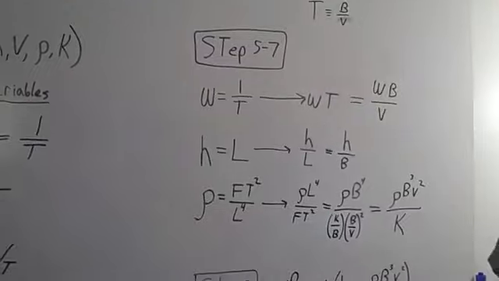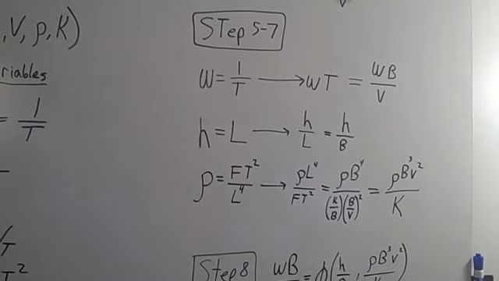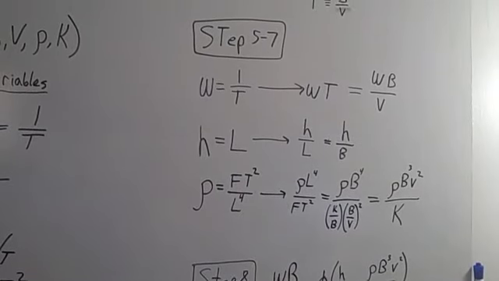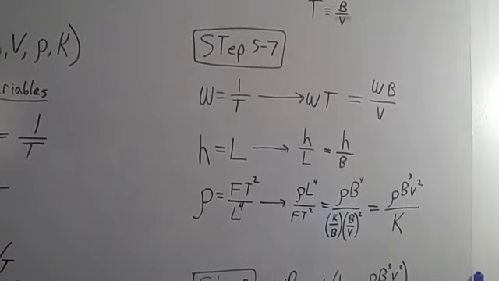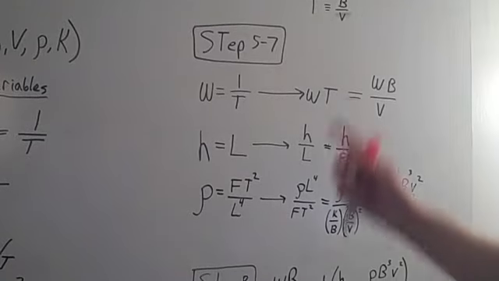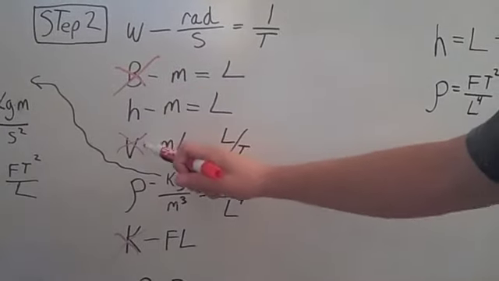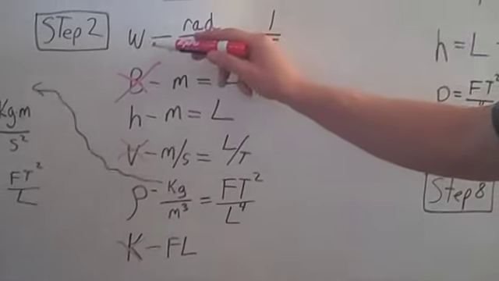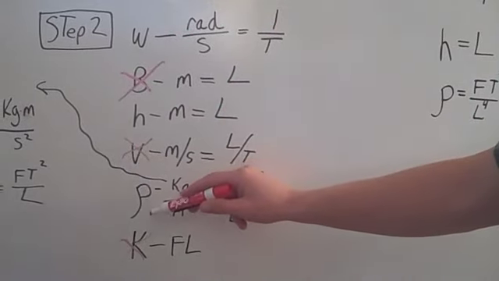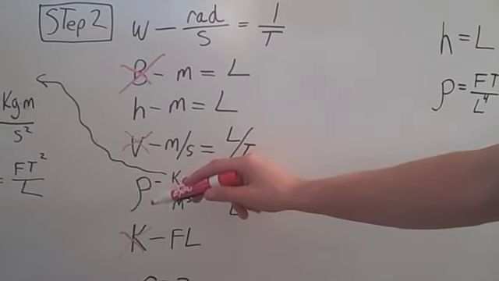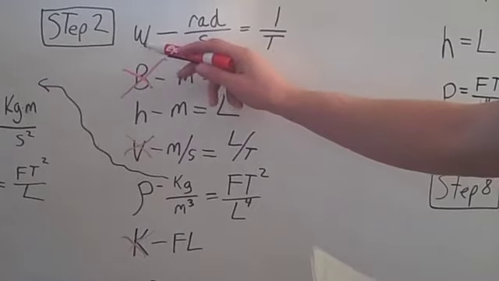Step 5 through 7. For the remaining 3 variables that were not used to define normalizing scales in Step 4, use those normalizing scales to create dimensionless pi groups. So here, we go back to Step 2. We have already used b, v, and k. So the remaining omega, h, and rho are the 3 that are going to become our dimensionless pi groups. So we start with omega.